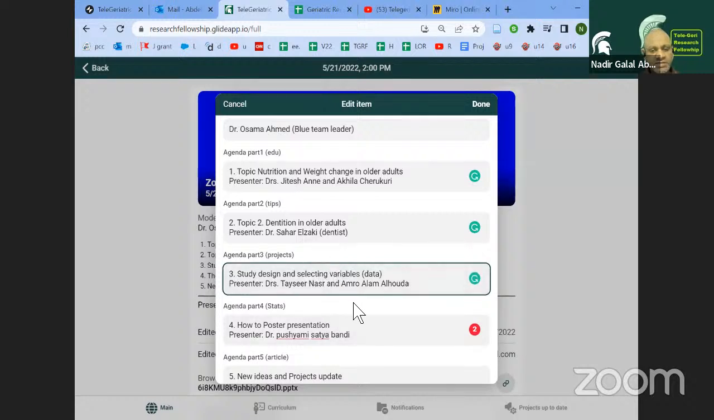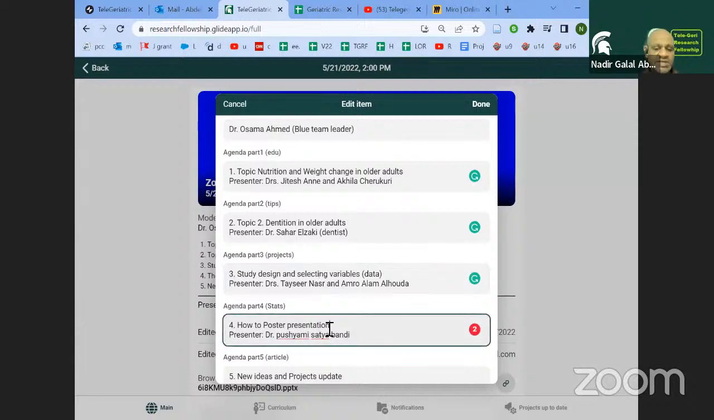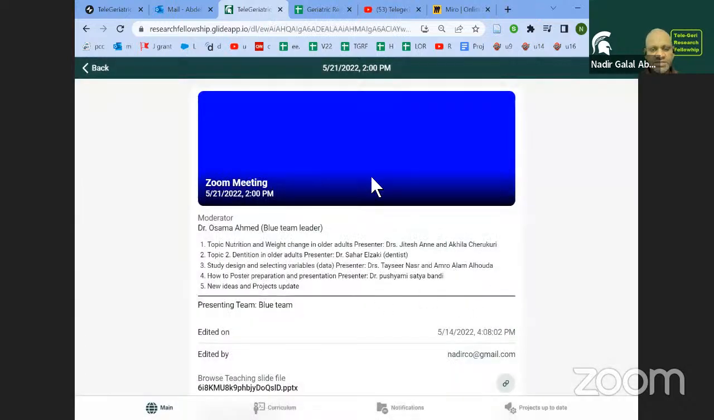Maybe some of the other team members can join. And these names can be switched or changed. The team leader can work on that. And then, as you mentioned, maybe poster presentation or preparation. Does it make sense, guys? Or if not, let me know.